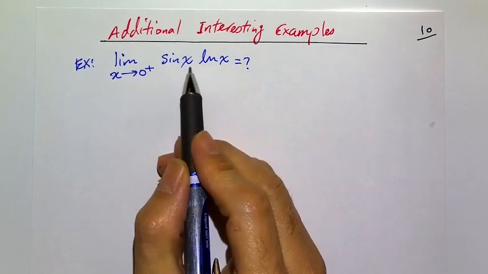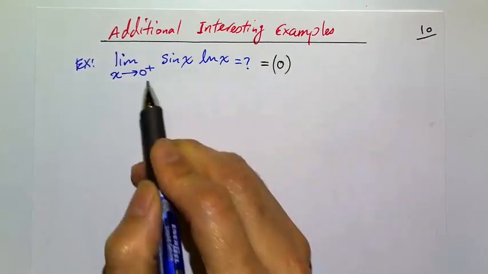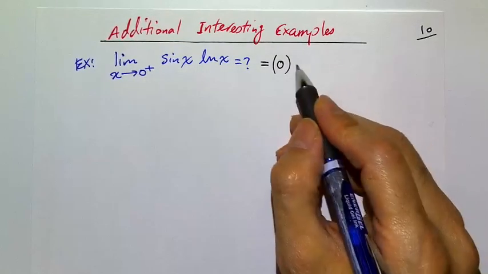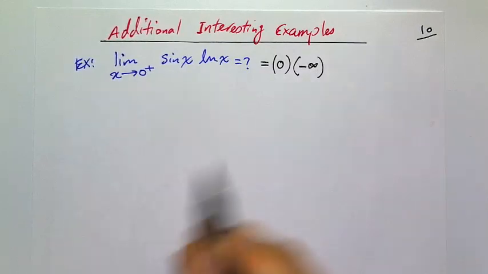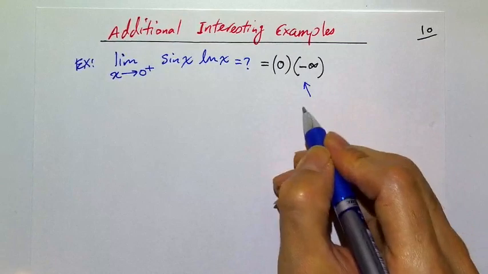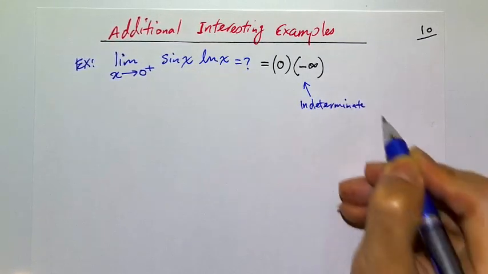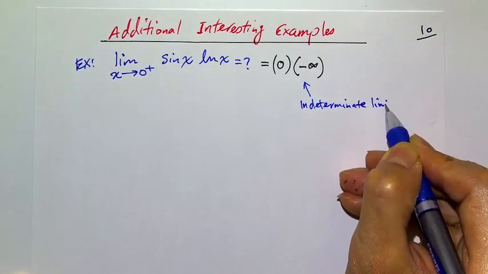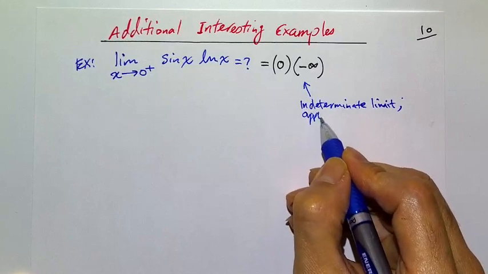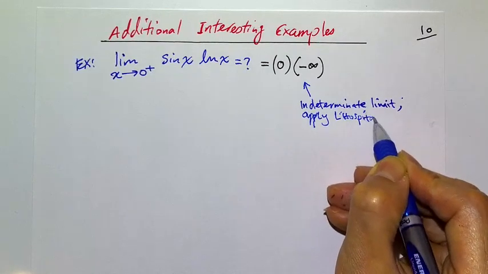So if we apply the limit, what are we going to get? We're going to get 0, and of course, natural log of 0 from the right is going to be negative infinity. And this is an indeterminate limit, right? So indeterminate limit, apply L'Hopital's rule.